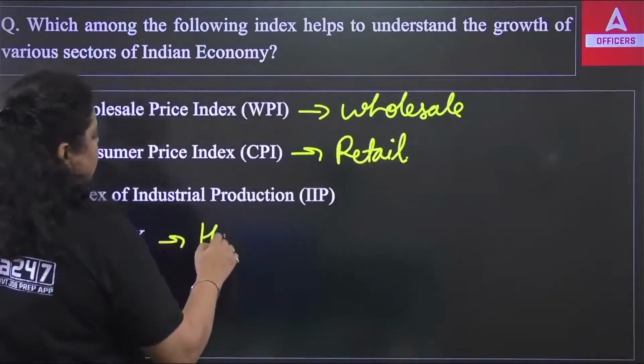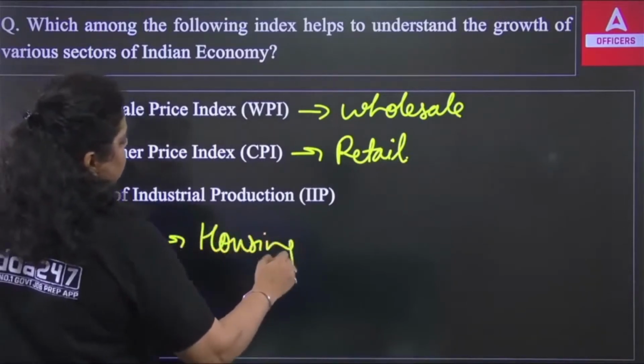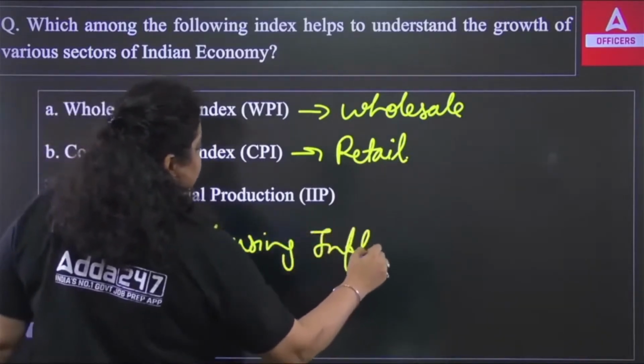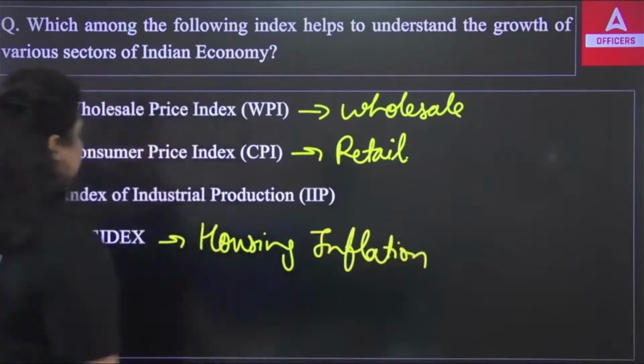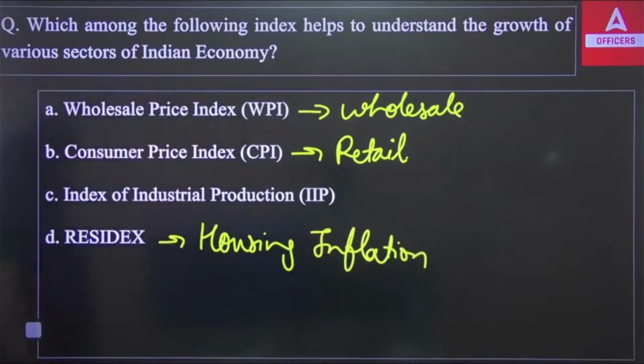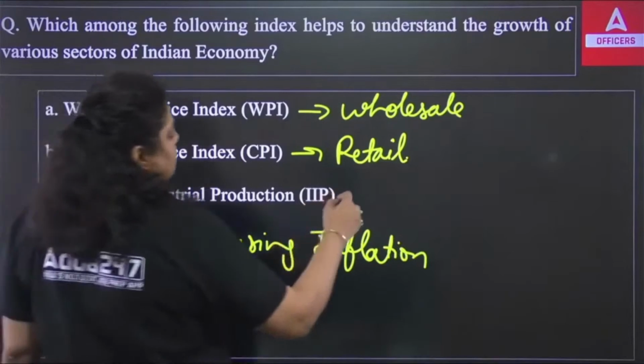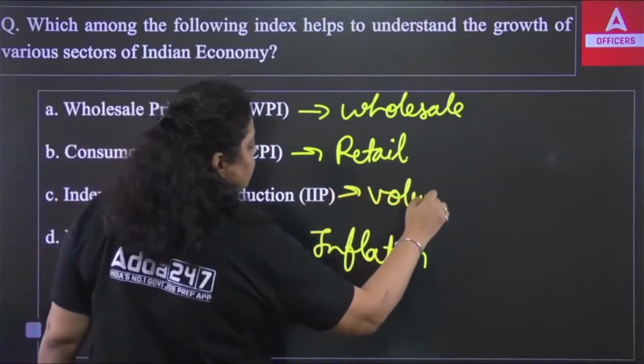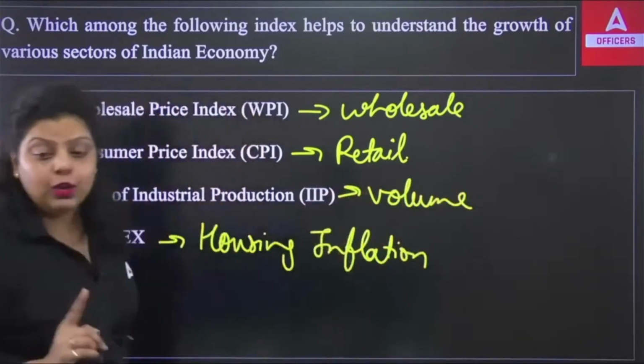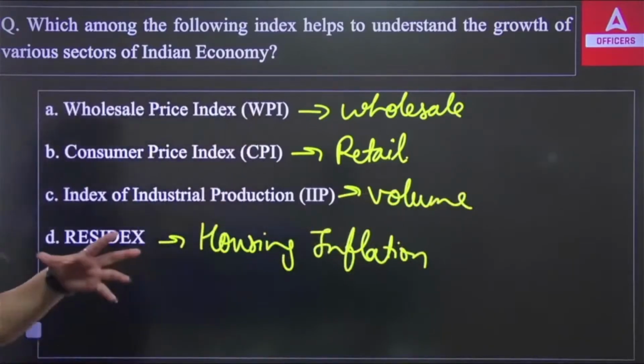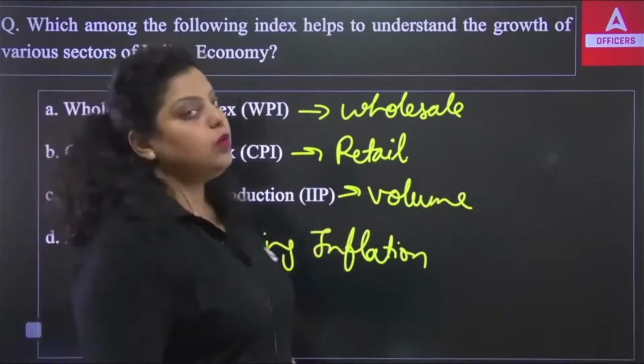Residex index is talking about housing inflation. So if there is a rise in the prices of houses, that will be known as Residex. The Index of Industrial Production is a volume index. It talks about the volume, not the value of a product. It talks about how much production has increased. That's the volume index.